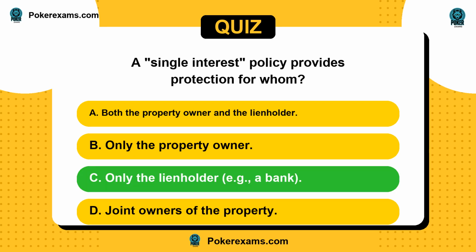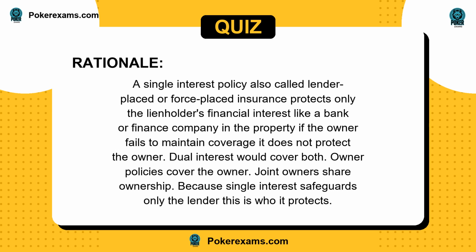The answer is C. A single interest policy, also called lender-placed or force-placed insurance, protects only the lien holder's financial interests, like a bank or finance company, in the property. If the owner fails to maintain coverage, it does not protect the owner. Dual interest would cover both. Owner policies cover the owner. Joint owners share ownership. Because single interest safeguards only the lender, this is who it protects.